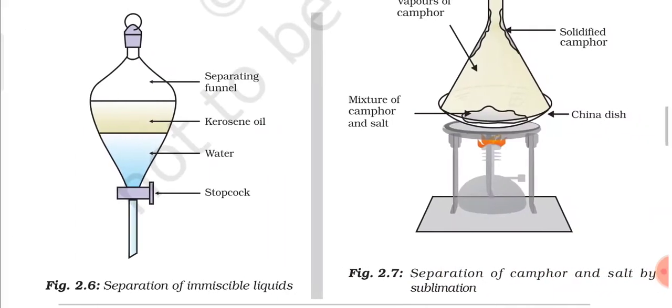This separating funnel looks like this, as shown in figure 2.6. As you can easily see, the apparatus is named in this figure as separating funnel. It is used to separate the components of immiscible liquids. They have also shown the mixture of kerosene oil and water: when you put kerosene oil and water in this separating funnel, after some time they will form two separate layers. The upper layer is kerosene oil and the lower layer is water.